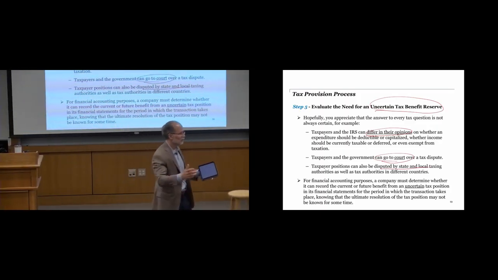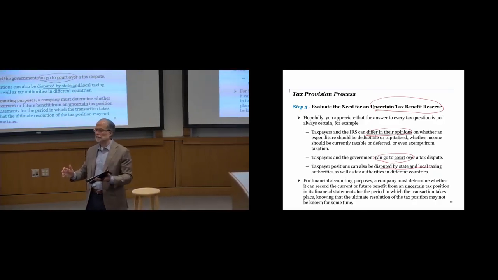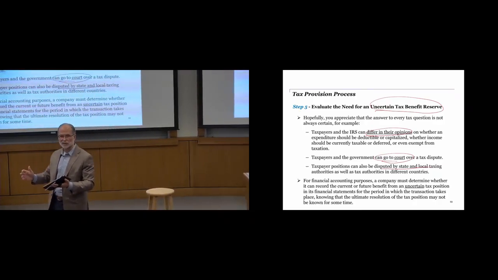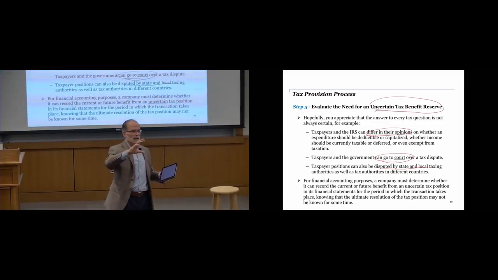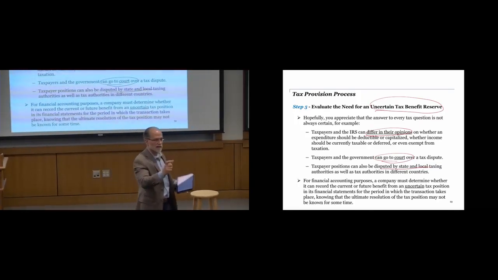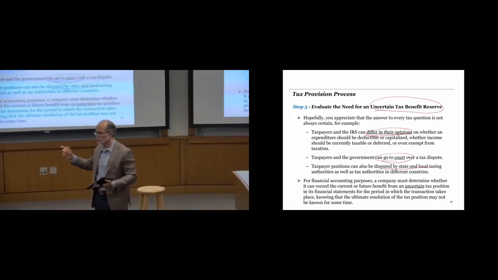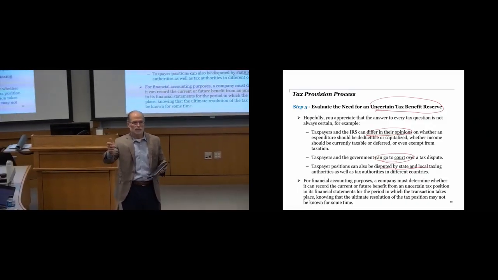And so you're going to have some that you feel really good about. You're going to have some like, that one's 50-50. I'm not sure I'm going to win that one. It could go either way. And so that is the assessment here in step 5, is looking at all my tax positions for every jurisdiction in which I'm doing business, and do I need to reserve part of the benefit?